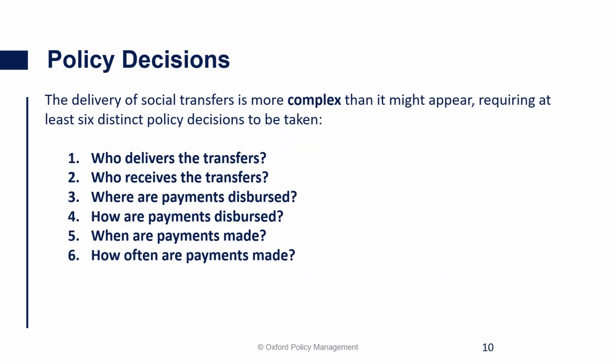So the delivery of social transfers is more complex than it might appear, requiring at least 6 distinct policy decisions to be taken, which are: who delivers the transfers, who receives the transfers, where are payments disbursed, how are payments disbursed, when are payments made, and how often are payments made. So a combination of these who, where, how, and when actually matter in a delivery system. And we will go through all the elements one by one in the next slides.